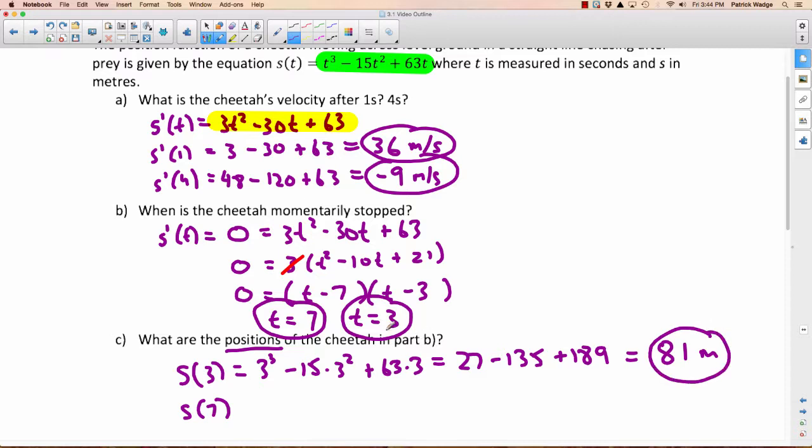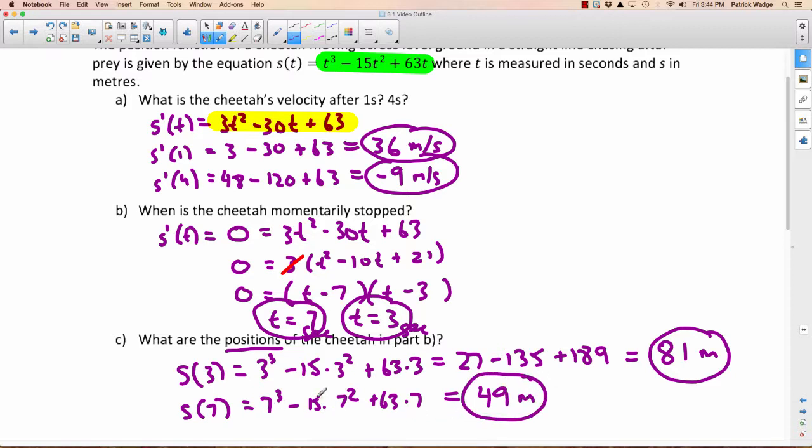I guess I should have put seconds up here, shouldn't I? Seconds. If you do the 7, you'd have 7 cubed minus 15 times 7 squared plus 63 times 7. And I tell you what, I don't want to figure out what that all equals. I know my final answer though. It equals 49. So 49 meters is your answer.